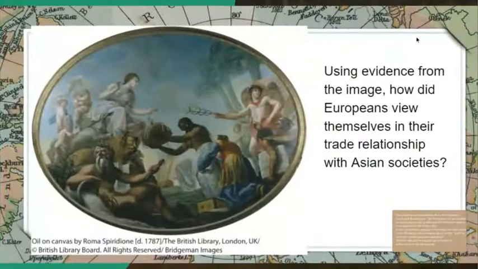So what we're going to have is, here's an image. How do the Europeans view themselves in relationship with their Asian societies? So let's look at this. We have got some Greek Roman gods. Here's some people that look like they're beneath them, slaves beneath them, gods looking onward.